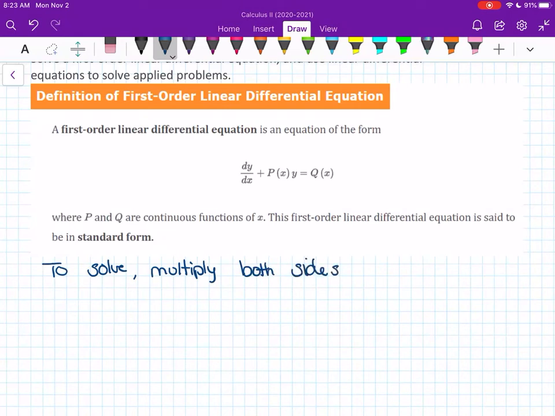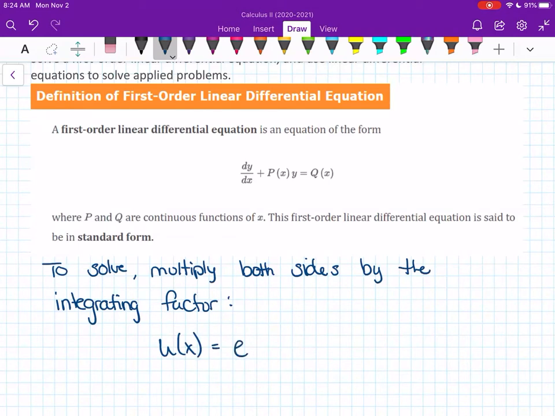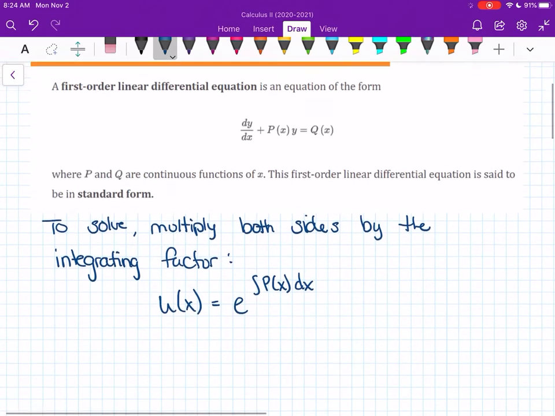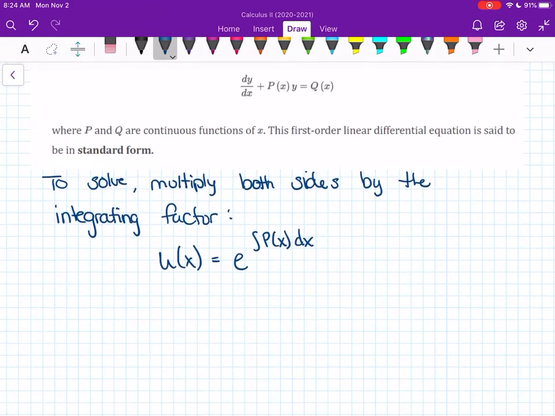we multiply both sides by the integrating factor. And what the integrating factor is, it's this function we call u of x, and it's e to the integral of p of x dx.